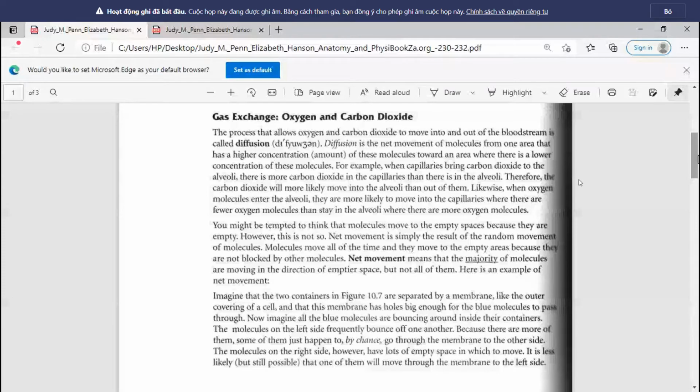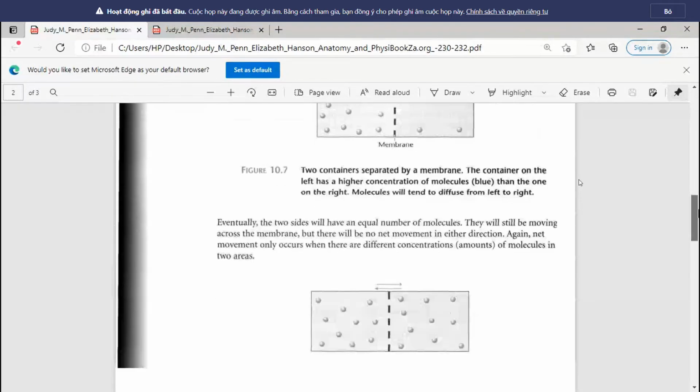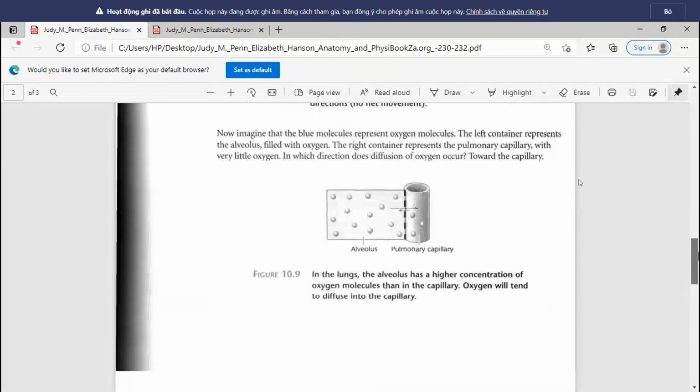Okay, so I think you need to focus on the first paragraph to understand how diffusion works. And for this one.